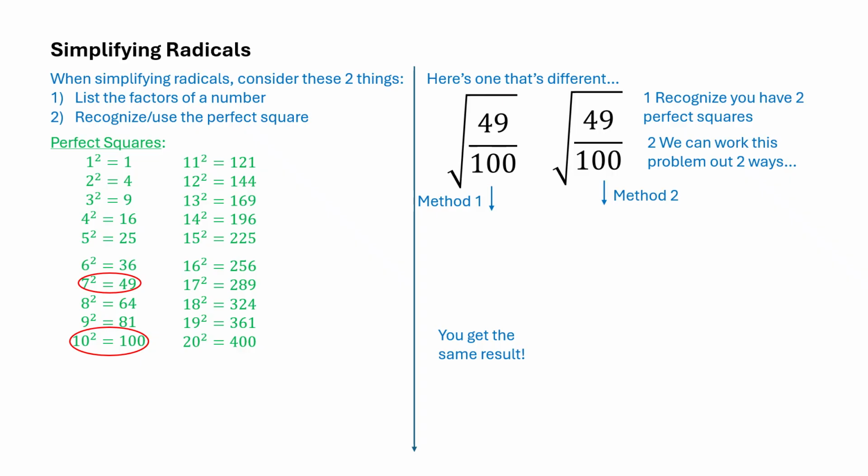Under method 1, I'm simply going to do 49 divided by 100 and just do the square root of each of those numbers, which comes out to be 7/10. The other method is where I split each of the numbers and give them their own little square root house. But in the end, when you do square root of 49 by itself and square root of 100 by itself, it still comes out to be 7/10. You get the same result.